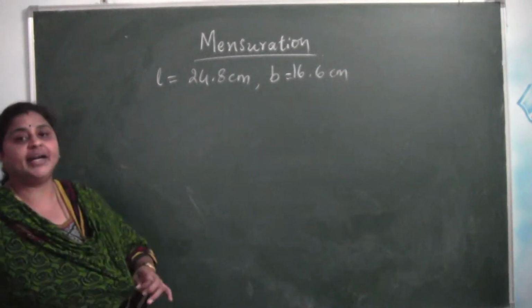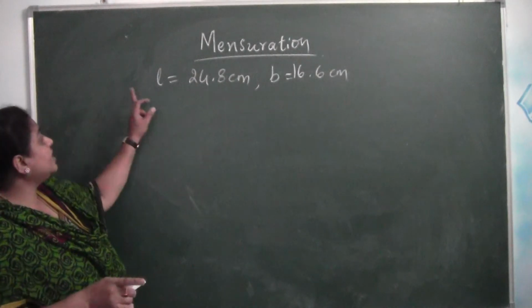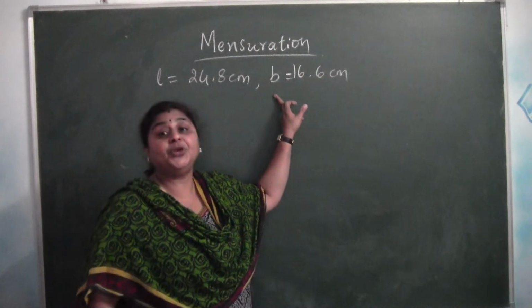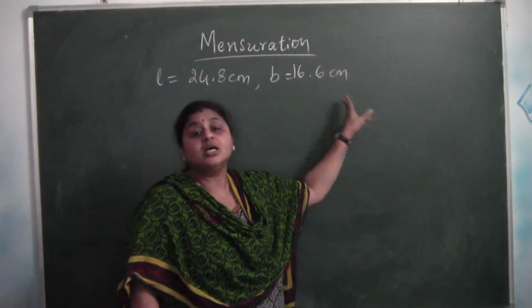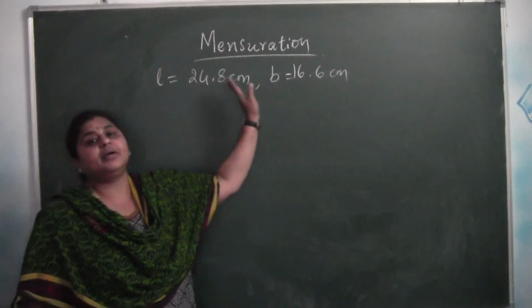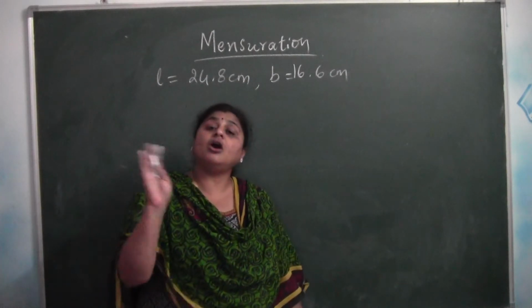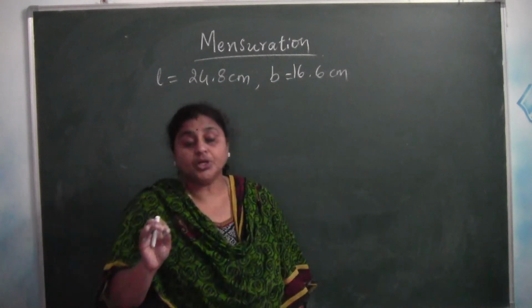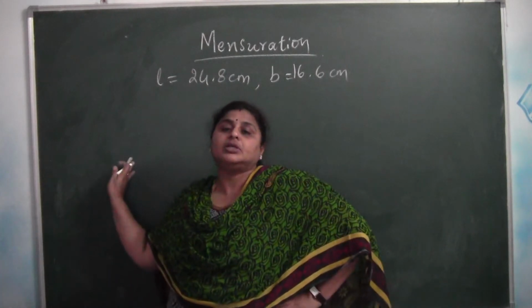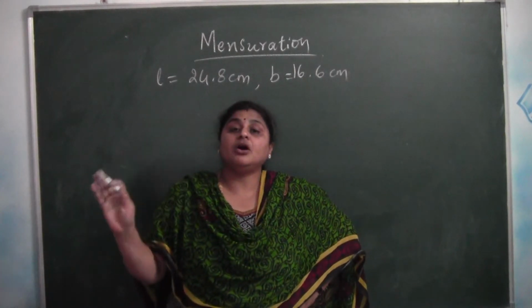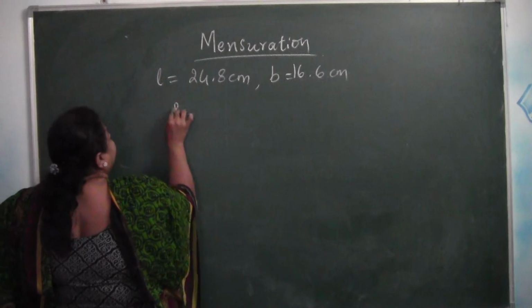Listen, children, before finding out area or the perimeter, first check whether length and breadth are of the same units or not. Now, length is in centimeters, breadth is in centimeters. Suppose length is in meters and breadth is in centimeters, you have to convert into either centimeters or meters. Then only you should calculate the area or perimeter. So both length and breadth should be of the same units. Got it? Now first we will calculate the perimeter.